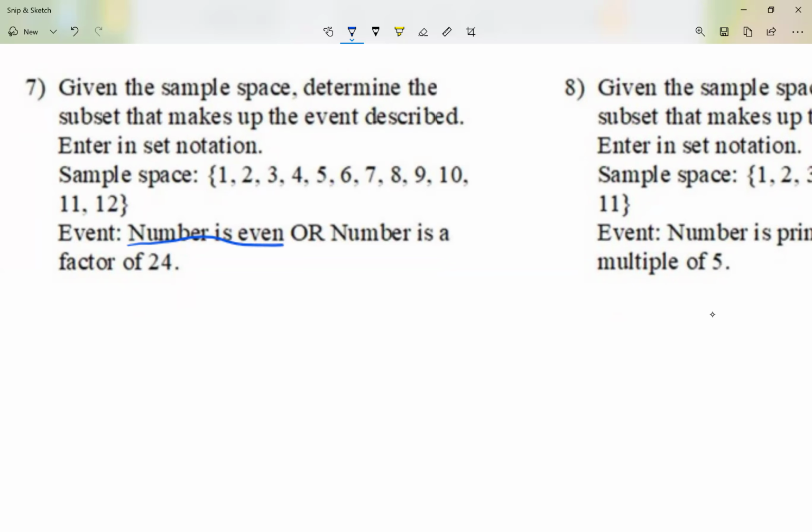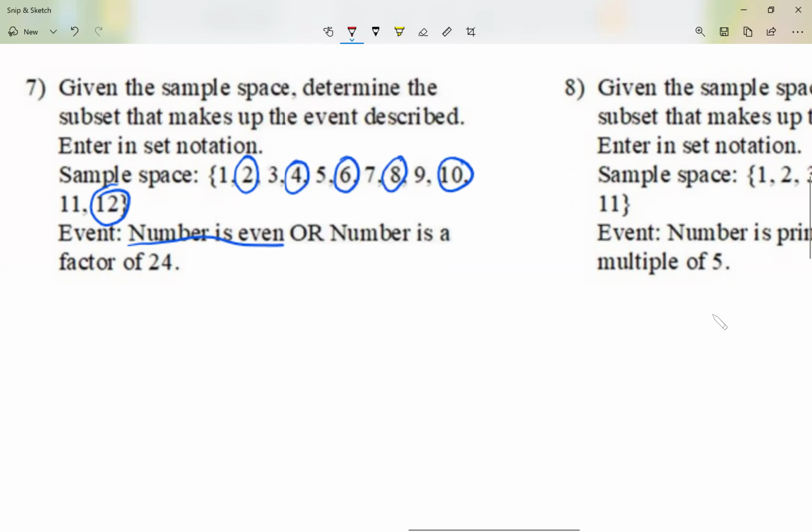So let me just circle those numbers that are even. I'm going to write my choices. I know for questions 5 and 6, I was crossing out my choices that were not good. But actually, in this case, I'm not going to cross out the bad choices. I'm just going to circle the good choices. Numbers that are even are those that I can divide by 2. So they are going to be 2, 4, 6, 8, 10, and 12. Those are the numbers that are even.